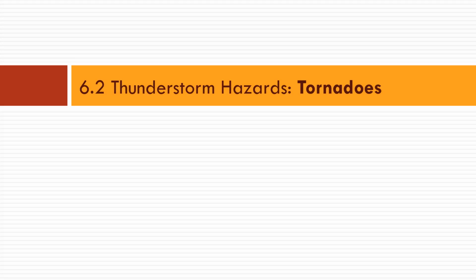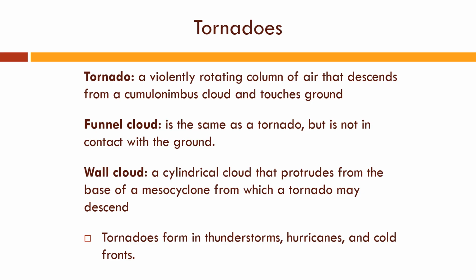Welcome to the video lecture on tornadoes, yet another thunderstorm hazard. Last time we looked at lightning, this time we're looking at tornadoes. Starting off with a quick definition, a tornado is a funnel-shaped, violently rotating column of air that extends from a thunderstorm cloud to the ground, and it can cause severe damage with its very high winds.